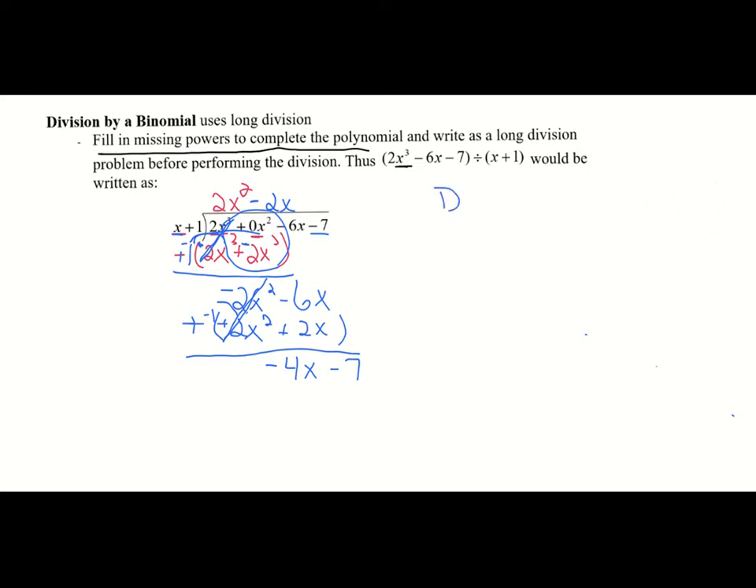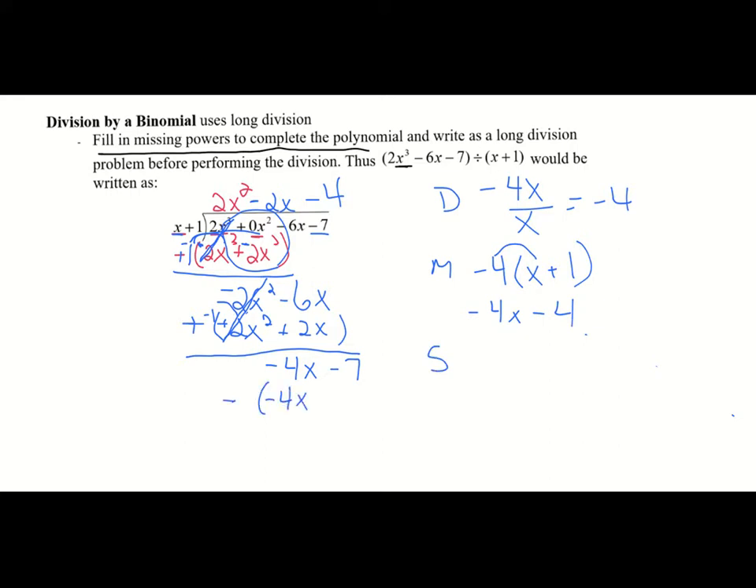So we're going to divide -4x by x, and that's going to give me a -4. So I'll put that up there. And then I'm going to multiply. So I'm going to have -4 times x plus 1. So it's going to give me -4x minus 4. Then we subtract, so minus, and we're going to have in parentheses -4x minus 4.